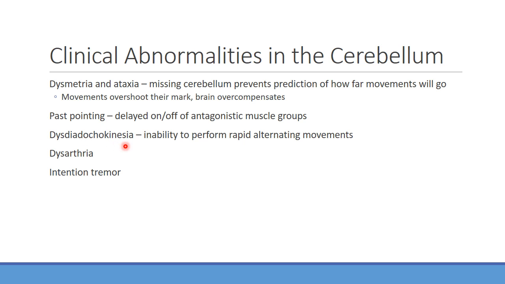And dysdiadokinesia is actually an interesting thing as well. This is something you can witness in patients when you ask them to flip their hands over back and forth. A patient with a good cerebellum can just move their hand back and forth, no problem. Patients with dysdiadokinesia have an impaired ability to cycle back and forth. There's a lot more conscious control they need, so they would not really be able to do that appropriately. They may get it right every once in a while, but they would have a really hard time causing that kind of flipping of the hand.